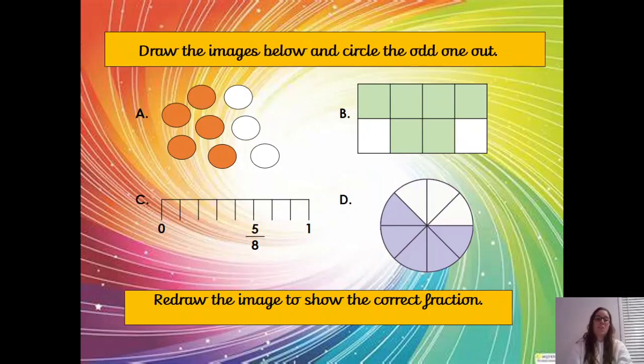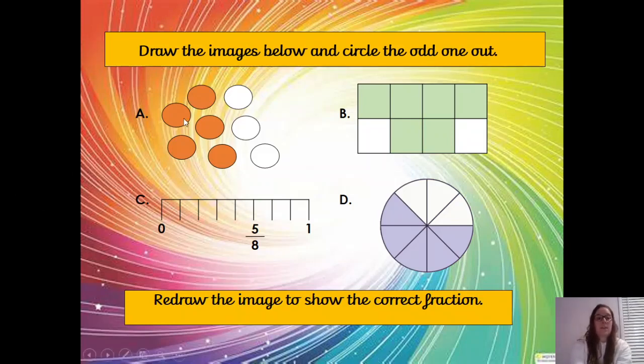Okay, again, in your book, sorry, you've got lots of drawing and circling things today, haven't you? In your books, draw the images below and circle the odd one out. So again, you will need to pause the video here. Draw the images neatly and accurately, making sure they're all equal parts of the same sizes. Circle the odd one out, and then I'd like you to redraw the image to show the correct fraction. So whichever one you think is wrong, there might be more than one. I want you to circle it, and then I want you to redraw it, showing the correct fraction.